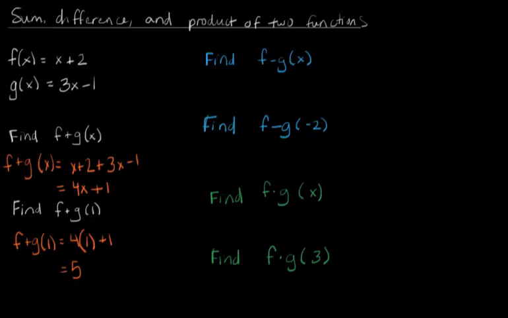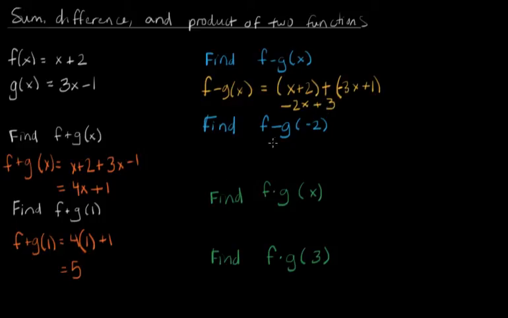Alright, so let's go ahead and find f minus g of x. So f minus g of x would just be, we subtract them. So now we should use parentheses. So x plus 2 minus 3x minus 1. And then we can distribute this negative sign into the parentheses. And then we have negative 2x plus 3.